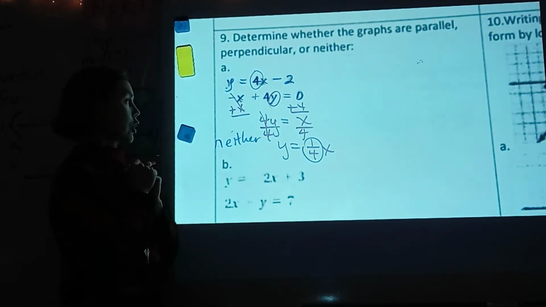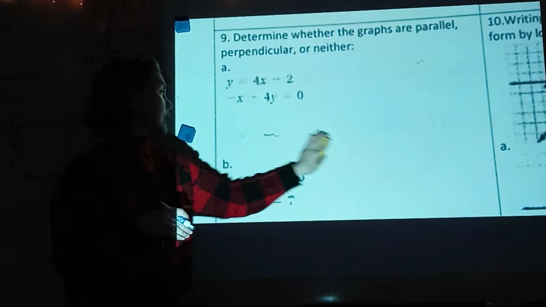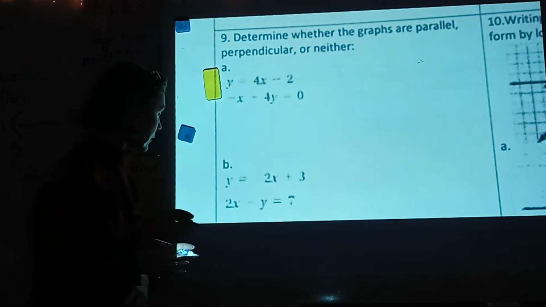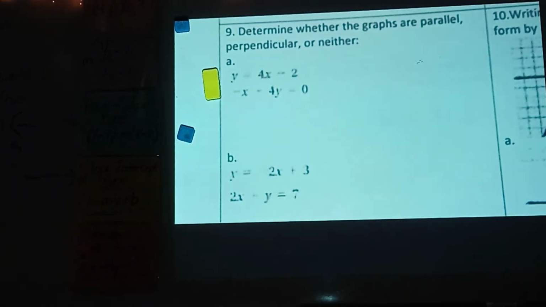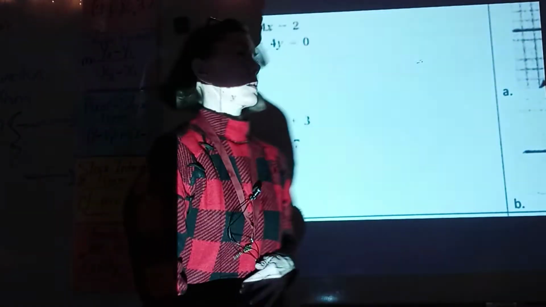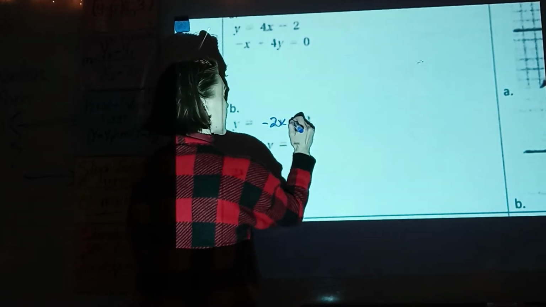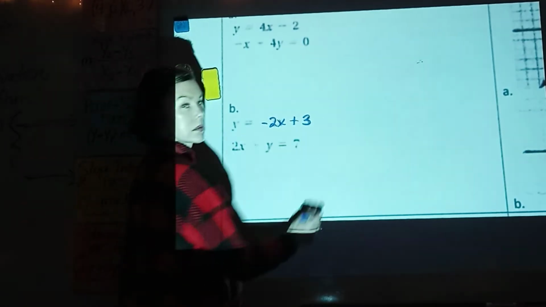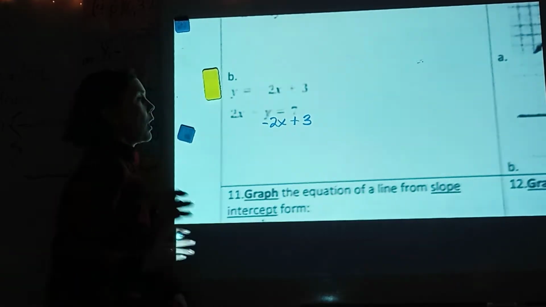Now we're going to look at the second one. I'm going to erase this. Moving on. So the first one is neither. Guys, I know you can see it better than I can because this is brighter, but is that a negative 2x for B? Yeah. Okay, so that's a negative 2x plus 3.